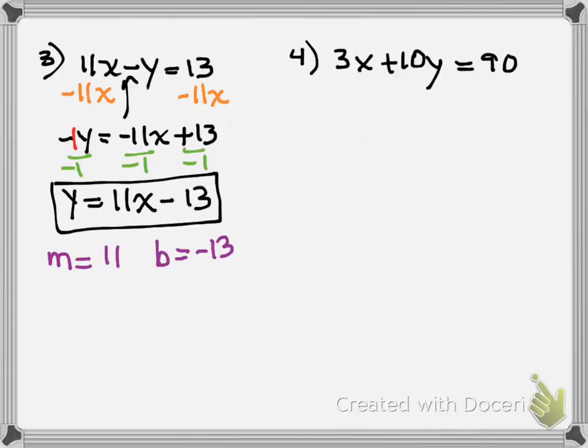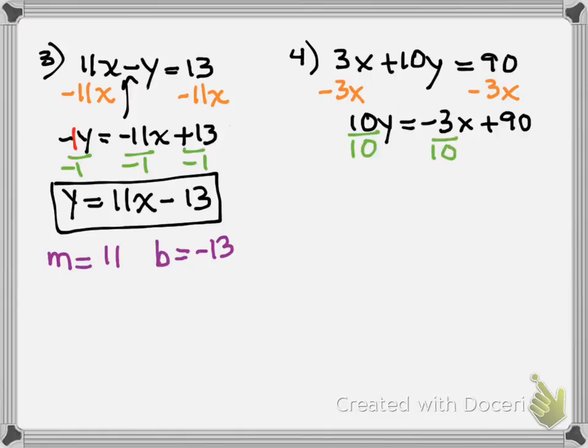So either you all have the same answer or you haven't done it yet. Let's see if Donnie's right. So the opposite of a positive 3x would be a negative 3x. So that gives me 10y is equal to negative 3x plus 90. And then the opposite of multiplying by 10 is dividing by 10. So I'm going to divide everything by 10.